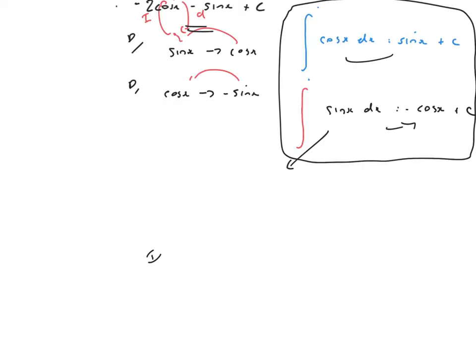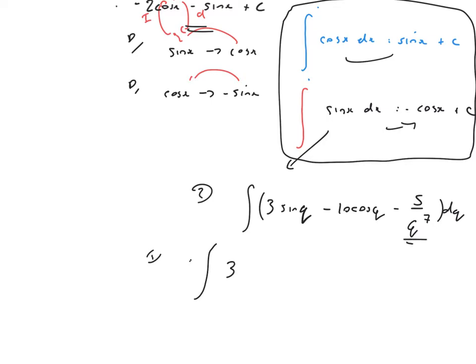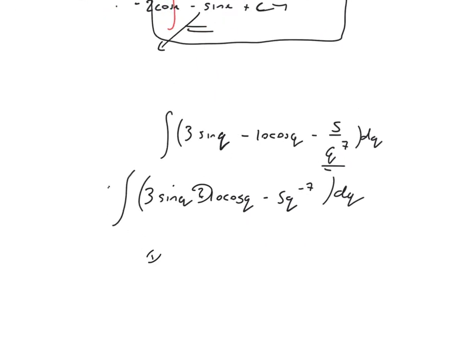Okay, example 2. We're going to integrate 3 sine q minus 10 cos q minus 5 over q to the power 7. So the first thing we need to do is prepare that bit and then integrate all at one go. So that's 3 sine q minus 10 cos q, and that will be minus 5q to the minus 7 with respect to q. It's now ready to integrate.